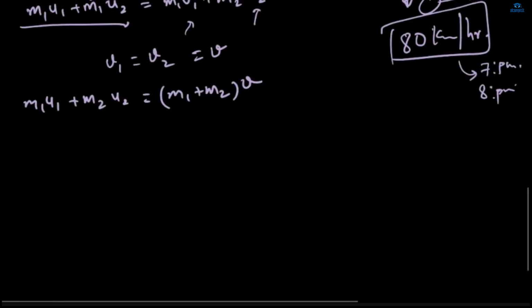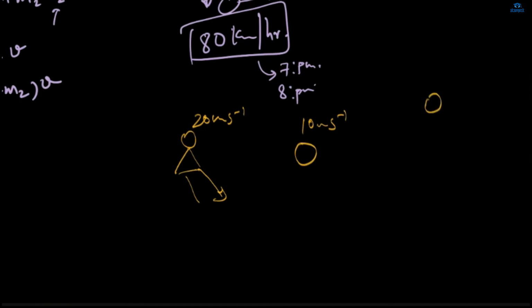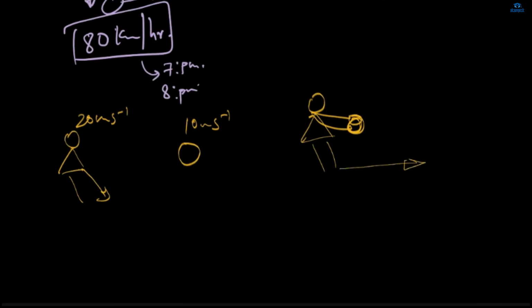Both are attached now. Just think of it like this: the ball is moving with some velocity, and you are running after the ball. You are running with 20 meter per second, and the ball is moving with 10 meter per second. At some point you got the ball, and for some distance you continue traveling with some velocity, like say 15 meter per second.